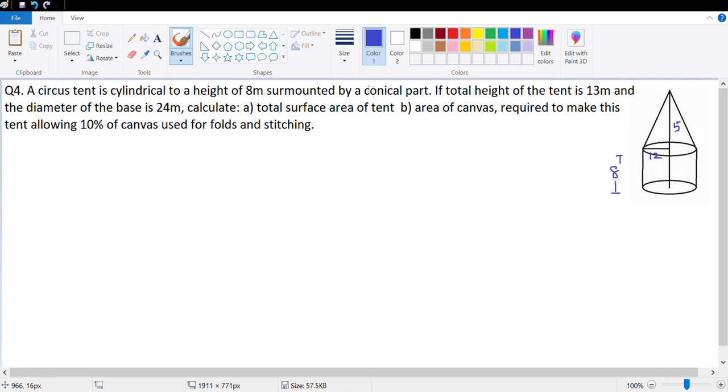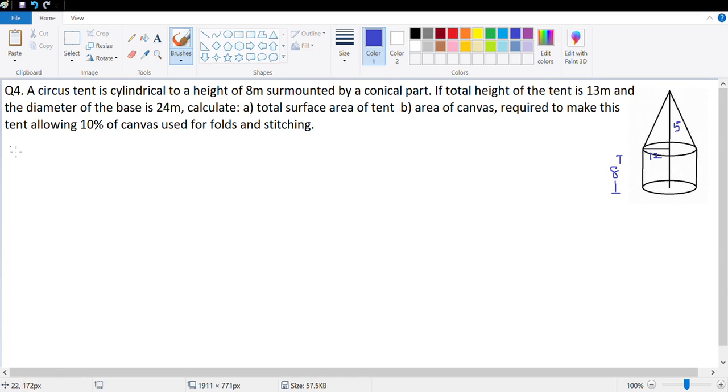Calculate the total surface area of canvas required to make this tent, allowing 10% of canvas to be used for folds and stitchings. So the second part, which is allowing 10% wastage, is not in your syllabus for this year, but we'll still solve this second part as well. So let's look at this question.